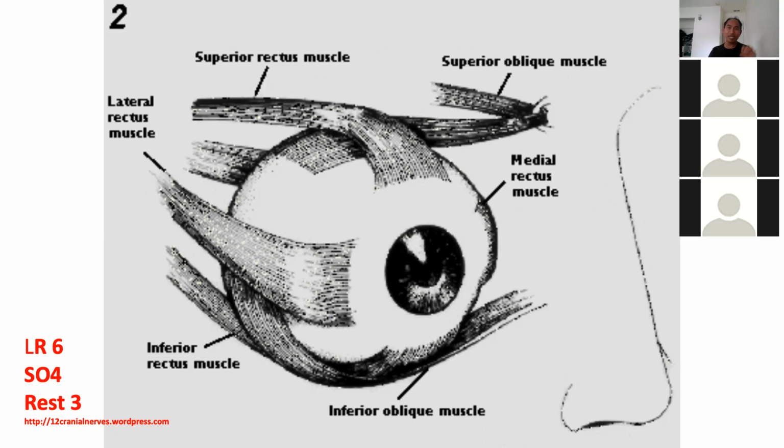So anyway, we have 6 external ocular muscles in each eye. The way we try to remember is lateral rectus, LR, the lateral rectus, is supplied by the 6th cranial nerve.